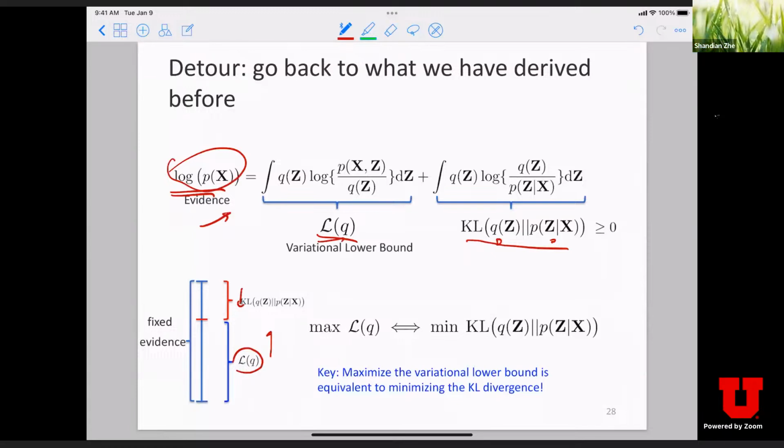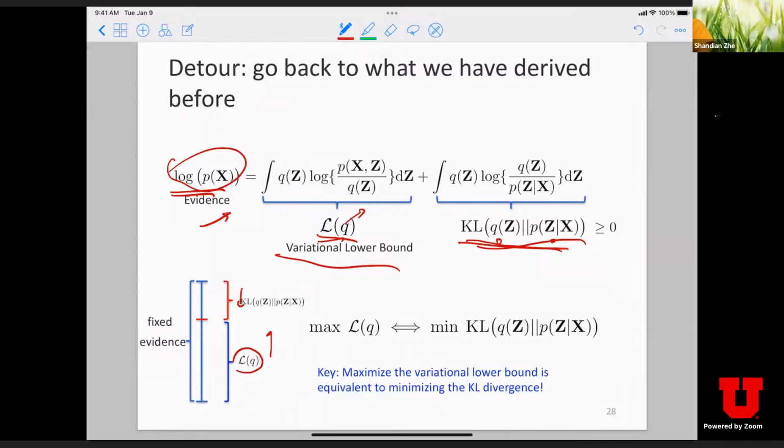So now we get the idea. We can't directly compute this KL divergence, so we just maximize the lower bound with respect to this approximation distribution Q. We know that when the lower bound is maximized, the KL divergence goes to a minimum. Then we're done. That's the idea of variational inference.